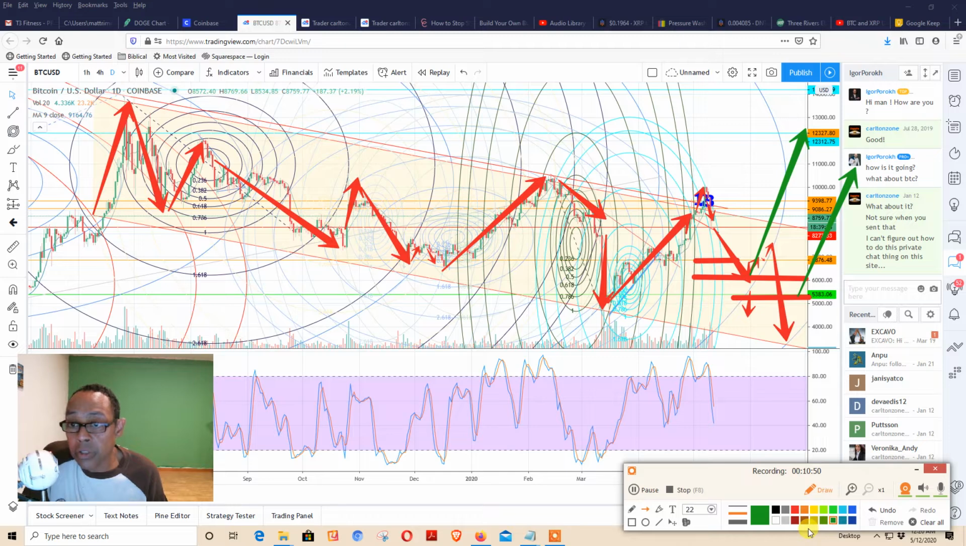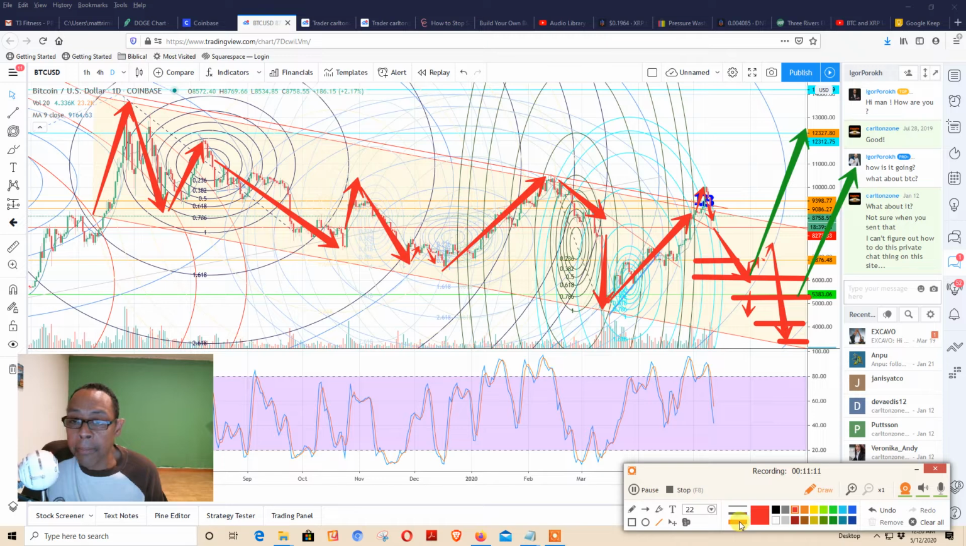Last but certainly most least likely scenario is that we correct all the way down here to maybe the 4,000, at worst case scenario back into the 3,000 zone. Those should be red, but you get the picture. It's possible. This is the least likely scenario, but it's there.